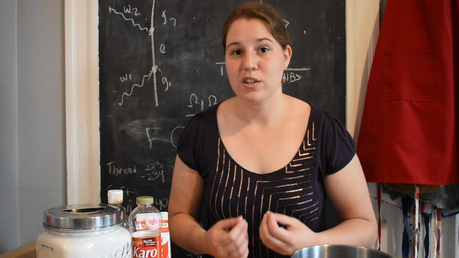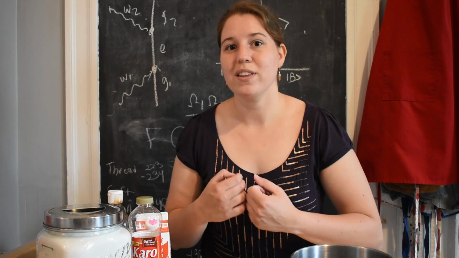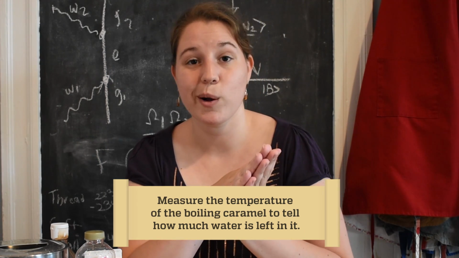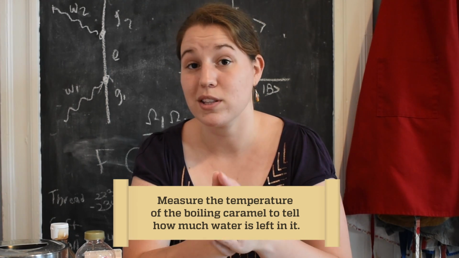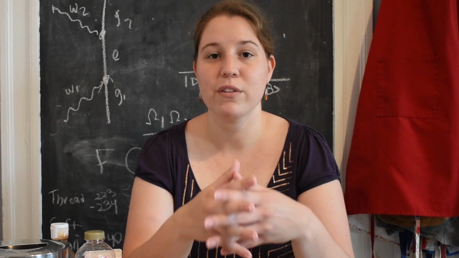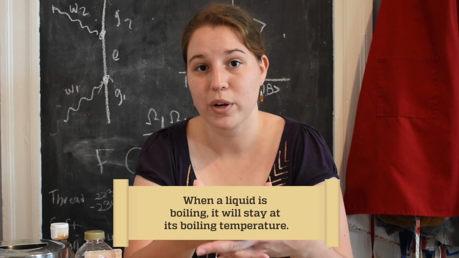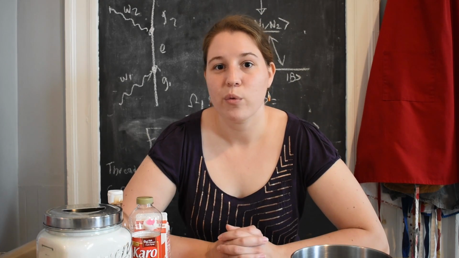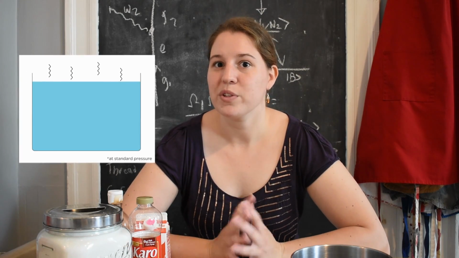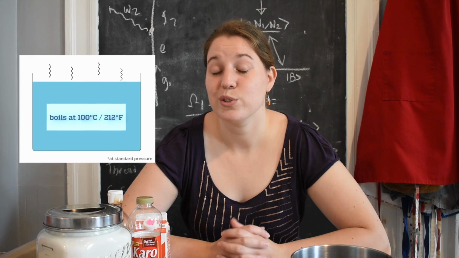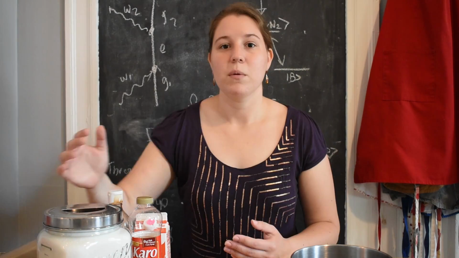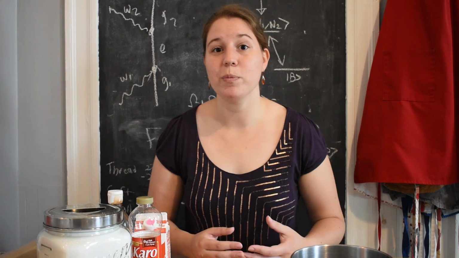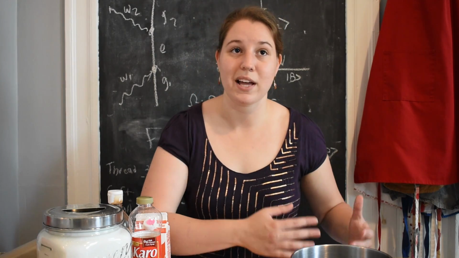The way that this is controlled is through measuring the temperature. The reason you can measure the temperature of your cooking caramel in order to tell how much water is left in it is because we're using the fact that when a liquid is boiling, it's going to stay at its boiling temperature. We know that water by itself will always boil at 100 degrees Celsius or 212 degrees Fahrenheit. But you might be wondering, wait a second, how can the temperature of our caramel be changing if we're keeping it boiling the entire time?